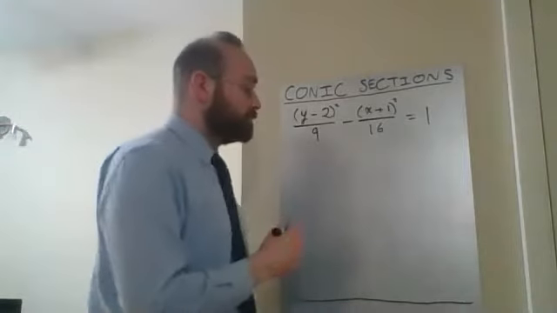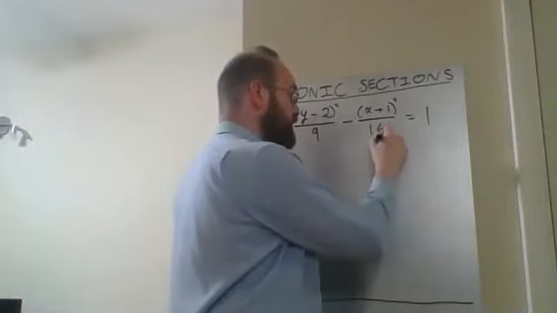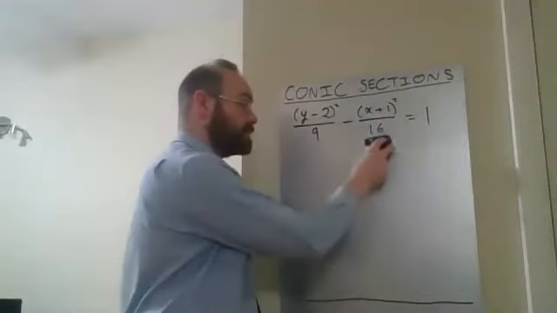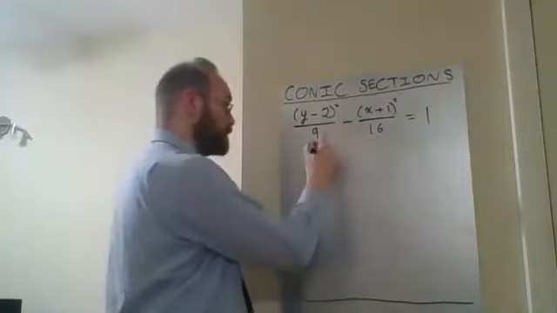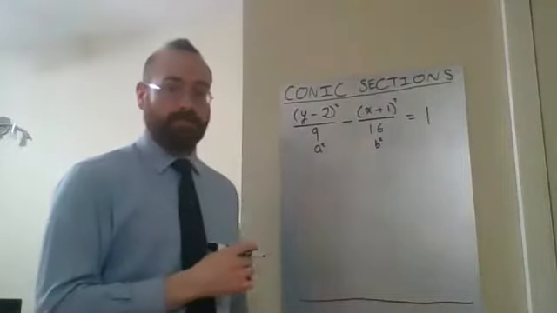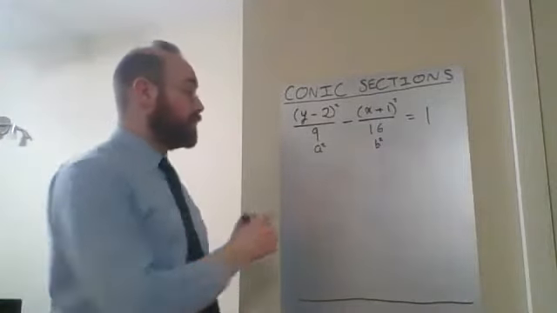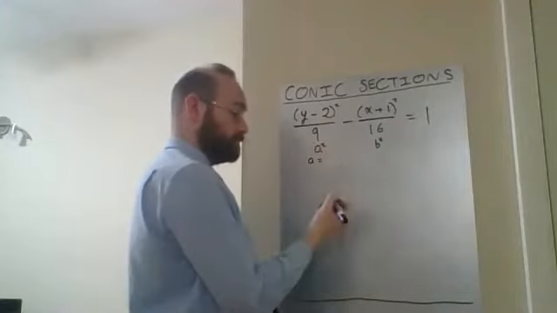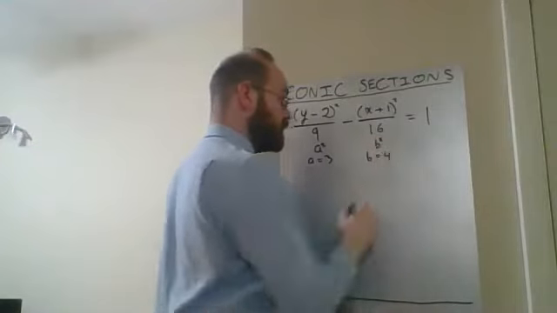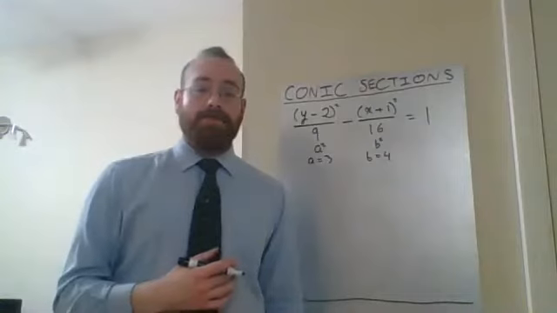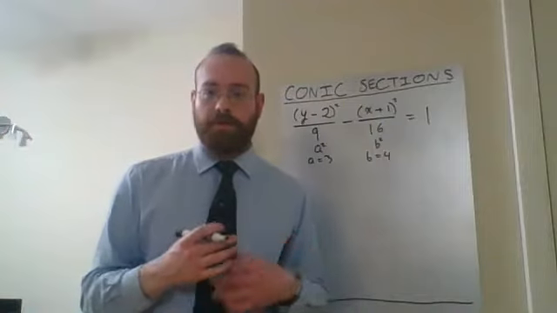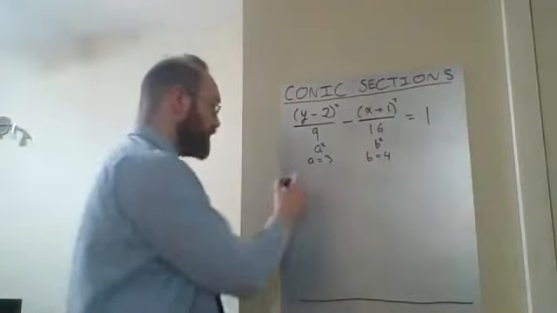We might be tempted to say that 16 is a squared because it's bigger, but because this is a hyperbola, even if it's smaller, a squared always goes with the first term, with the positive term. So what does that mean a is? Well, the square root of 9 is 3, and the square root of 16 is 4. So a is 3, b is 4. So this is helping us find those values that we're going to use to construct our hyperbola. Before we get there, we still need to find our center.